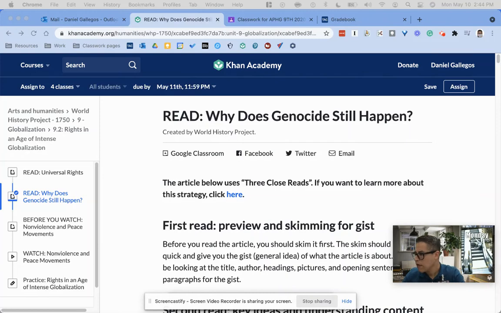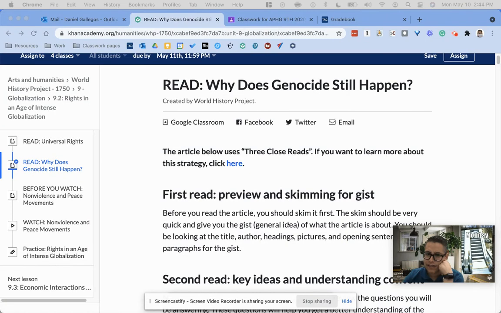Okay. So when you read an article like this, a nonfiction text like this, one of the biggest, I guess, most impactful strategies to help you understand what you just read is called the three close read strategy. You might have learned about this before. We've actually done it in class before.